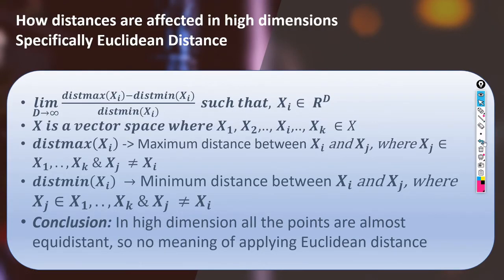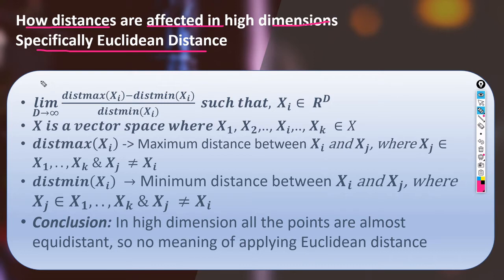Now the second and most important thing is how distances are affected in high dimensions, specifically Euclidean distance. If you remember, in my KNN tutorial I said that Euclidean distance is not good for high dimensional data. At that time you can use Manhattan distance or city block distance, right? The reason is that high dimensional data actually affects Euclidean distance.